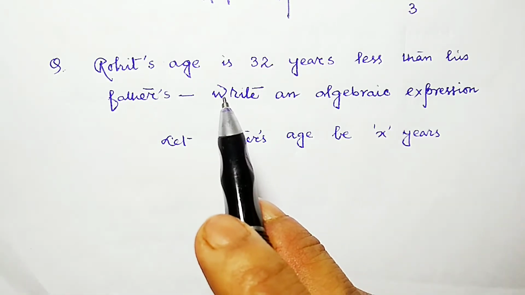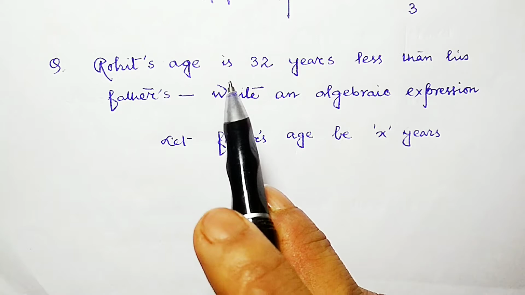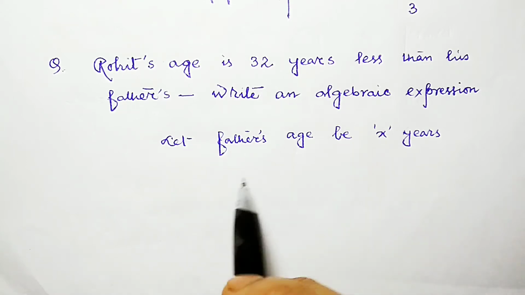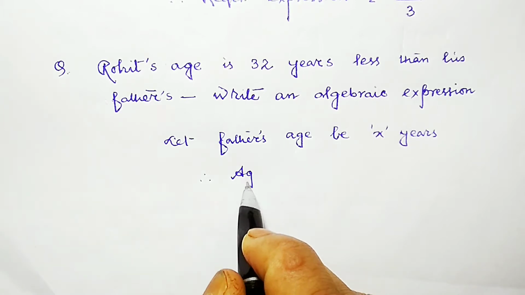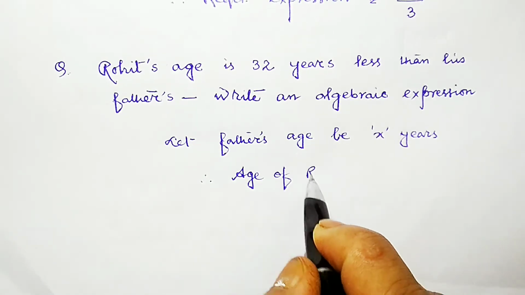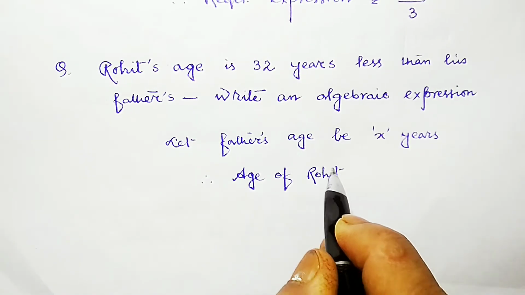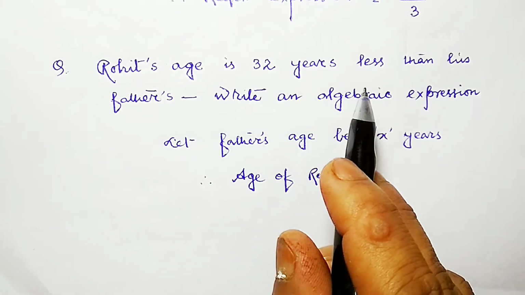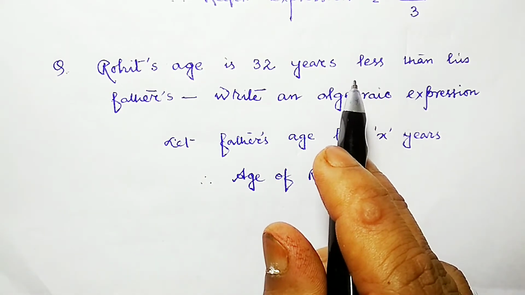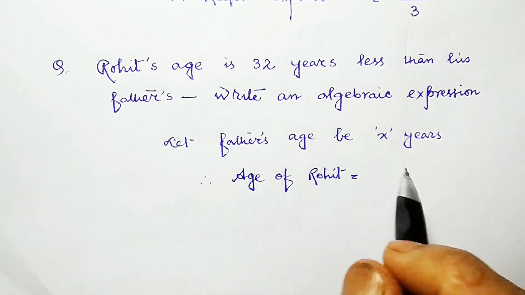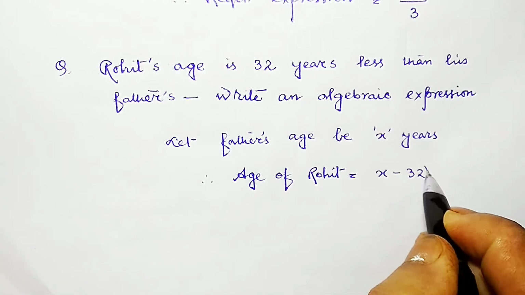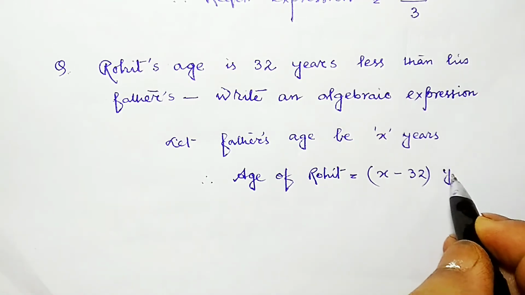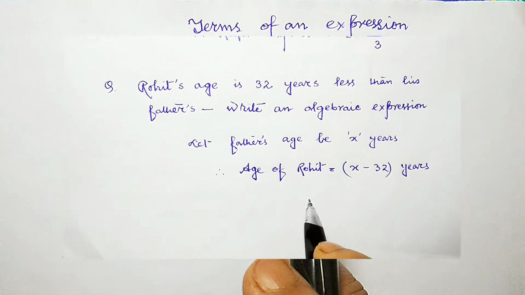As given in the question, Rohit's age is 32 years less. Therefore, the age of Rohit will be 32 years less. Since it is less, we have to subtract 32 from x. So it will be x minus 32 years, and this is the age of Rohit.